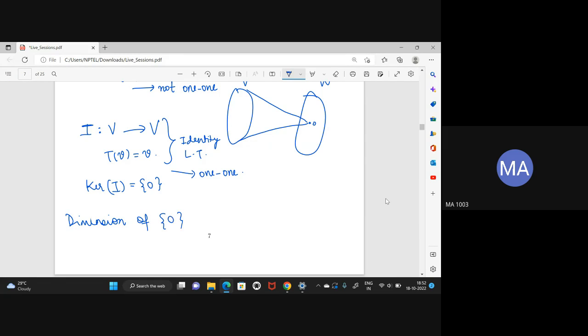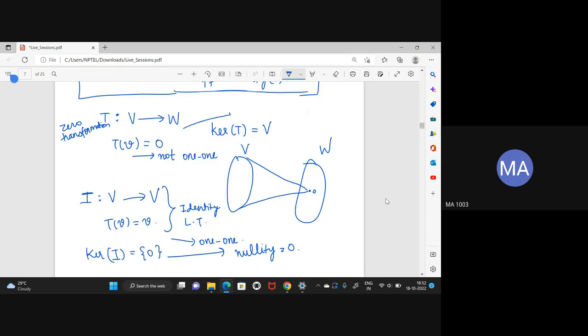So in this case, what's the nullity, ma'am? Here nullity is 0, right? Nullity is 0. Rank is 0. Yes. Now, for the zero map, what is the nullity here? Dimension of V, ma'am. Perfect. Whatever is the domain, the dimension of the domain will be the nullity here.